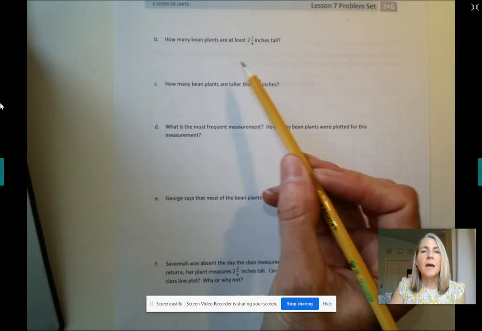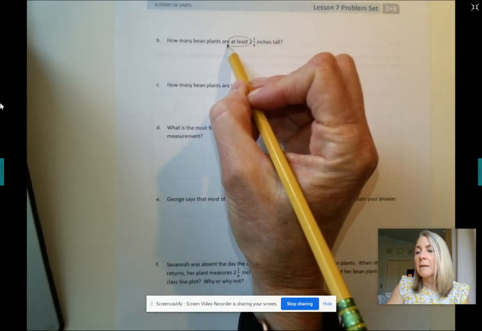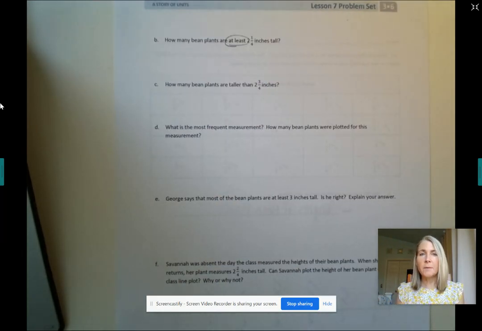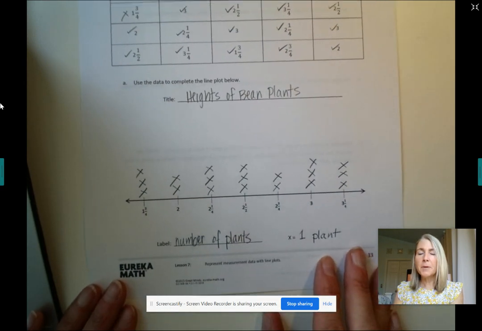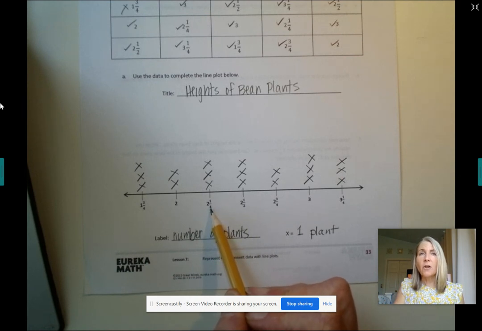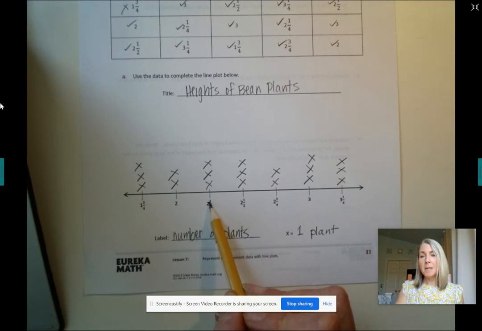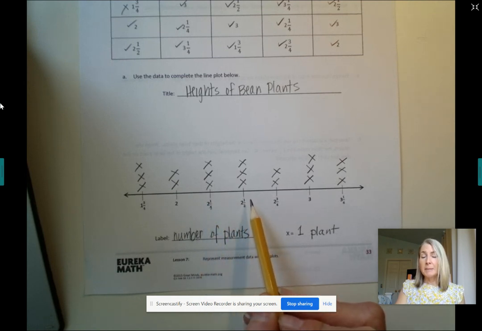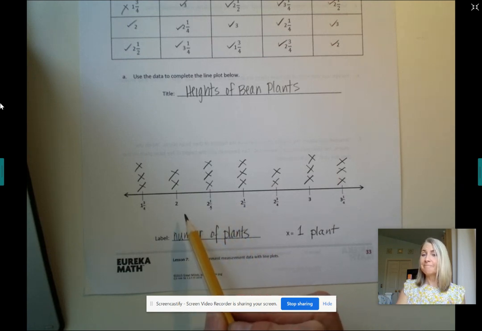So it says, how many bean plants are at least 2 1/4 inches tall? Okay, got to pay attention to this. They are not asking you how many plants are 2 1/4 inches tall. It's how many are at least that. So at least, remember, when we're looking, here's 2 1/4. They have to be at least this tall. This is that, can I ride this ride question. Am I tall enough for this ride? So 2 1/4 is the minimum height they can be. Can they be more? Yes, because they can be at least 2 1/4. Can they be less? No.